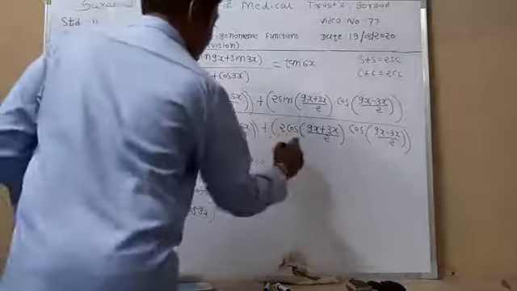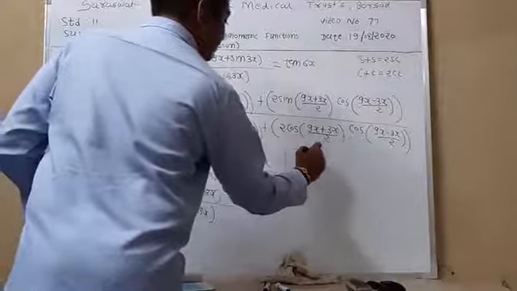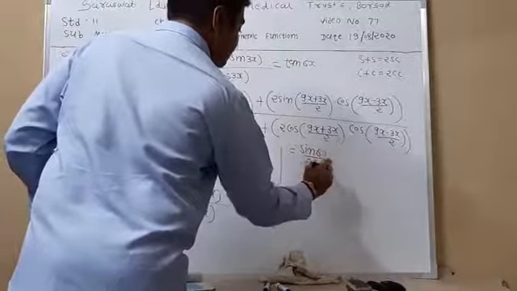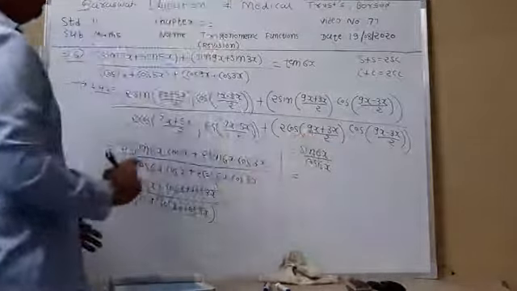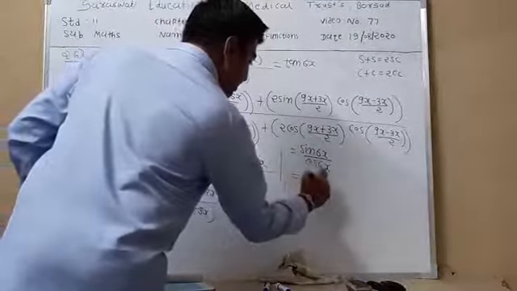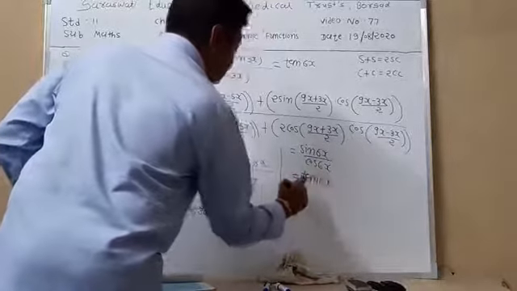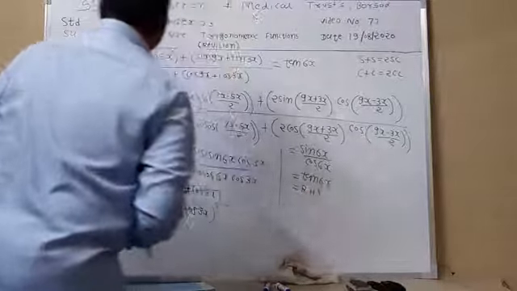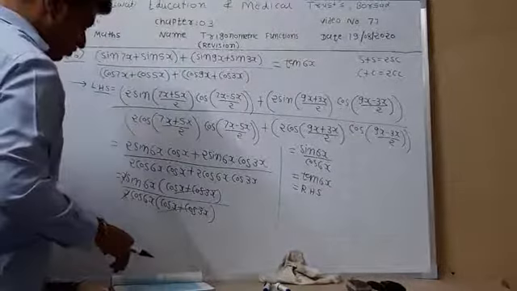So the remaining term is sin 6x upon cos 6x, and sin upon cos, that means here written tan 6x, which is equal to the RHS. Clear? Okay.